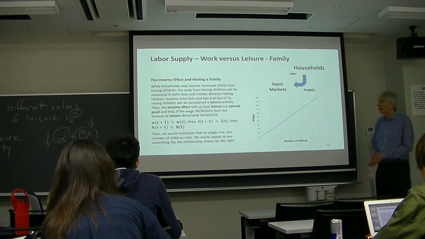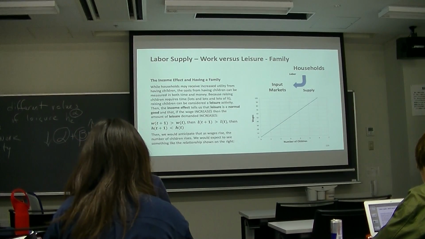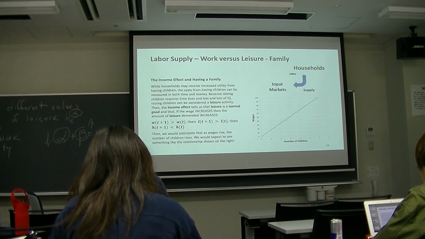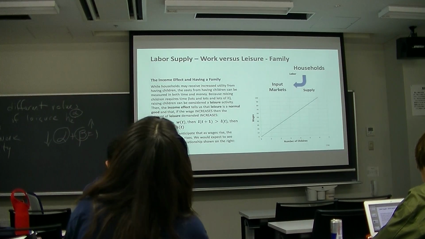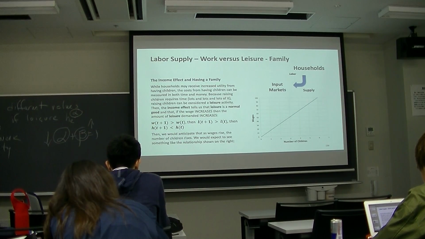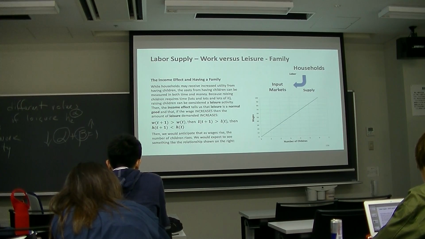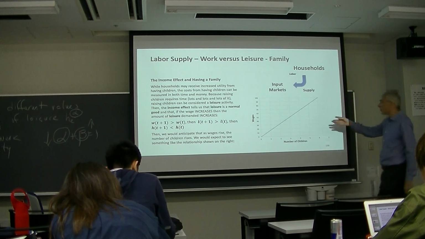That's kind of income effect. Is leisure a normal good? If the wage increases, raising children is leisure. The more income, the more leisure demanded, and part of that demand is perhaps for more children. Okay, so we would expect this kind of relationship.